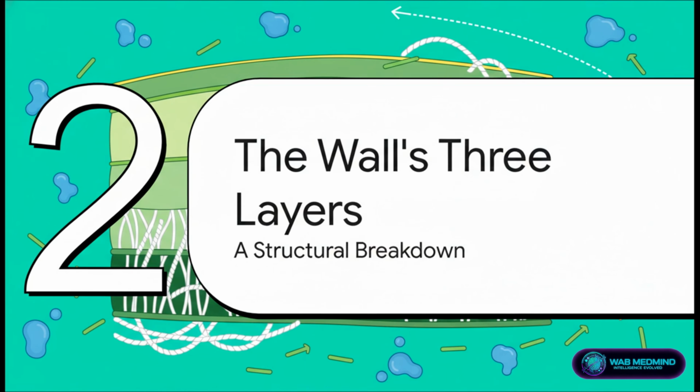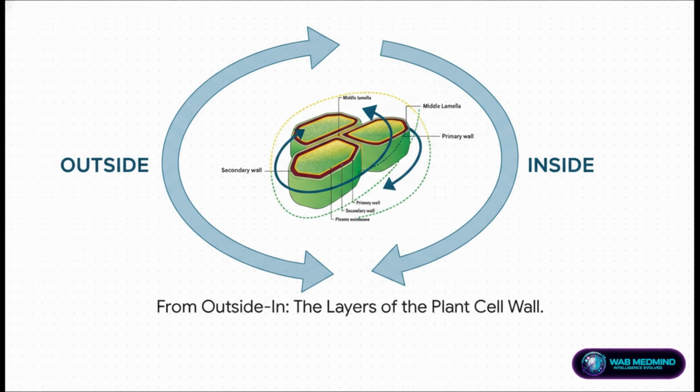Let's move on. Section 2 is all about the wall's 3 layers. We're going to do a quick structural breakdown. Take a look at this diagram. It shows you the structure from the outside in, which is a sequence you have to remember. We start with the outermost layer, the middle lamella. Then we move inwards to the primary wall, and finally the innermost secondary wall, which isn't in every cell.